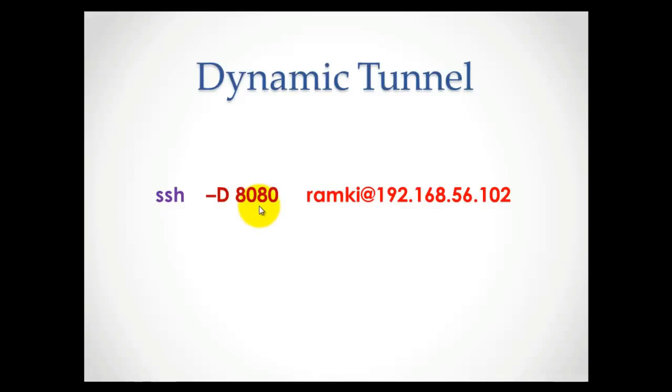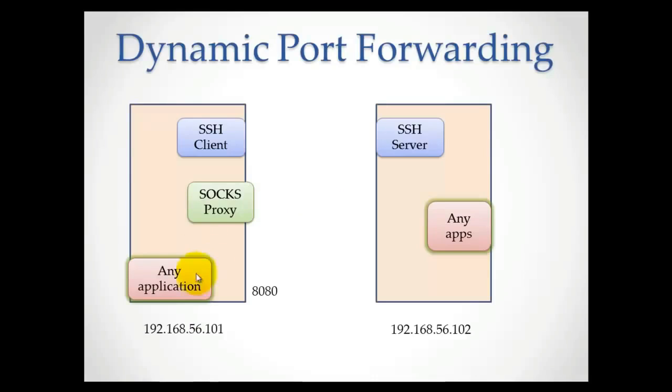So this command creates one SOCKS proxy on 8080. It's like this: this is the client side, and here the SOCKS proxy is running on 8080. Now any client application, like a browser, that is accessing through it, you send the data to 8080, and it goes to the SOCKS proxy.